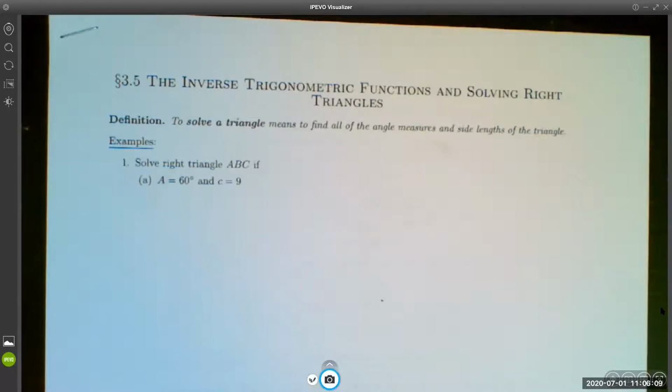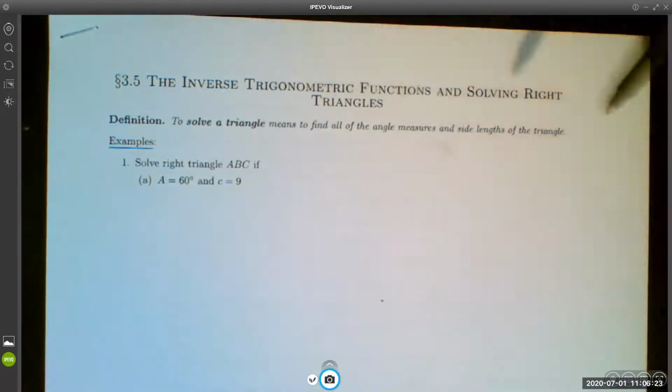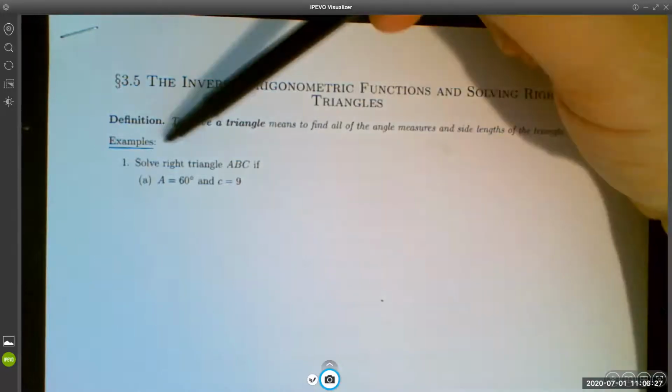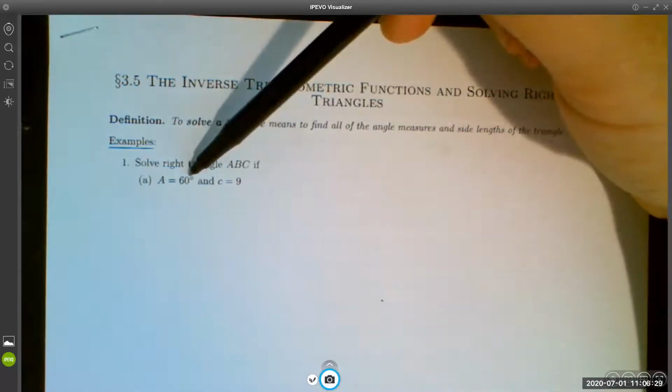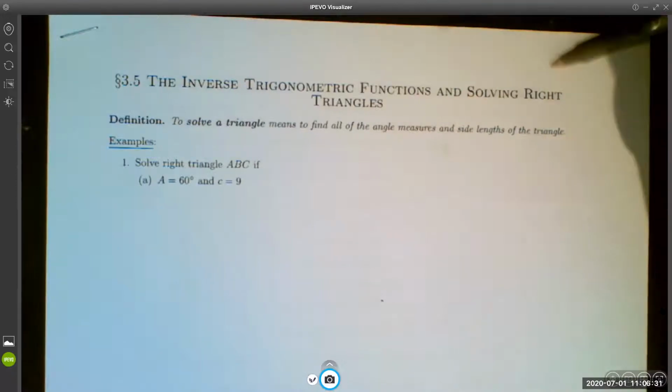But for this section, we're going to talk about solving right triangles, which will maybe give you some sense for why we care about trig functions. And then we'll also talk about inverse trig functions. So to solve a triangle means to find all of the angle measures and side lengths of the triangle. So let's practice. Let's solve right triangle ABC if A is 60 degrees and C is 9.